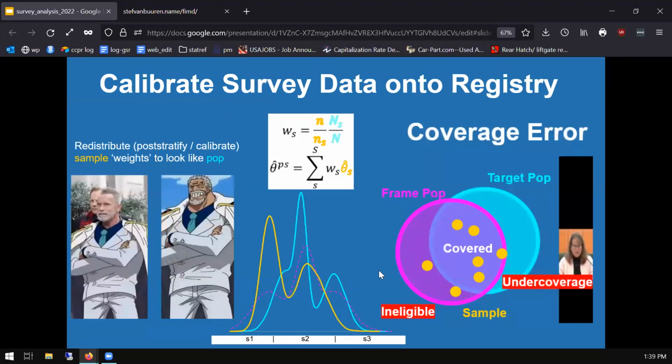I'll save time for this last step, calibration. And it ties back to that answer I gave Pat on calibrating or adjusting weights on the right-hand side of that representation branch of the total survey error.